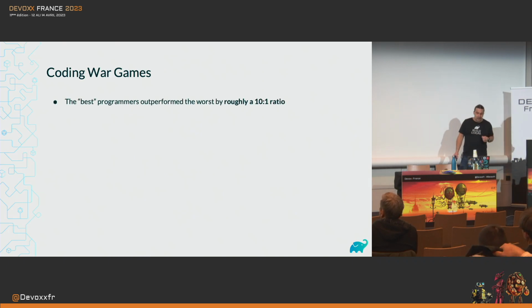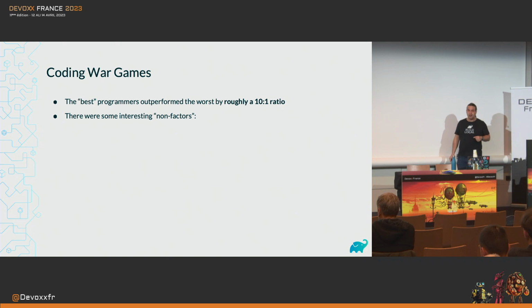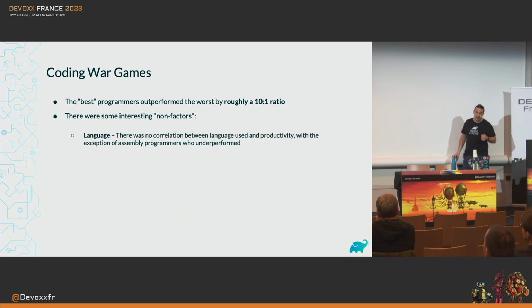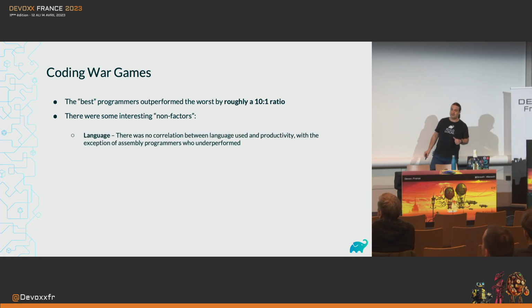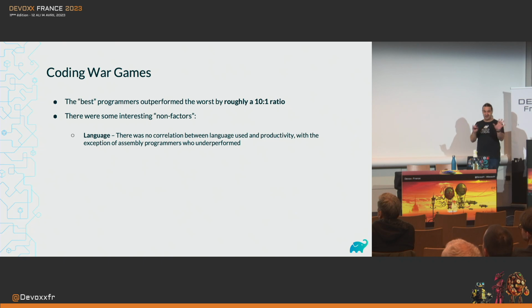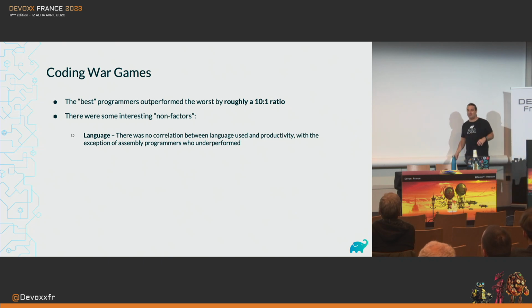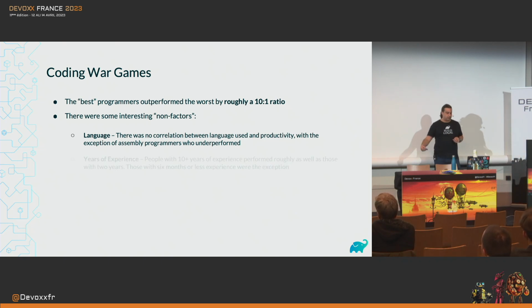All right. So the best programmers outperform the worst by roughly a 10-to-1 ratio. Okay, so again, this is probably where the myth sort of originated. Before we get into why that doesn't actually matter in a single organization, let's talk about some interesting non-factors. What were some things that actually didn't factor into productivity? Language. Very interesting here. Didn't really matter which languages, with the exception of assembly. Those poor assembly programmers, they took a little longer. But for the later generation languages, not really much of a difference statistically in terms of productivity.